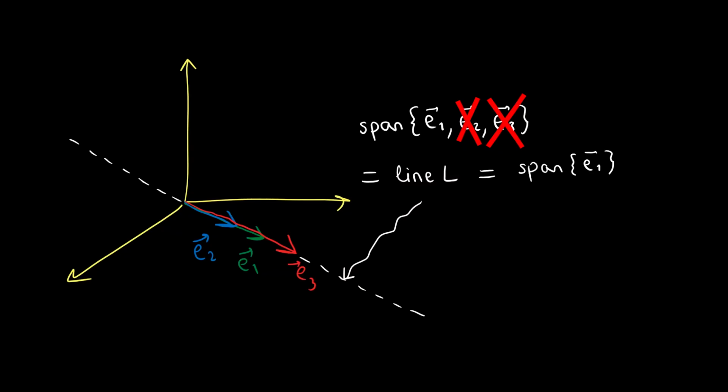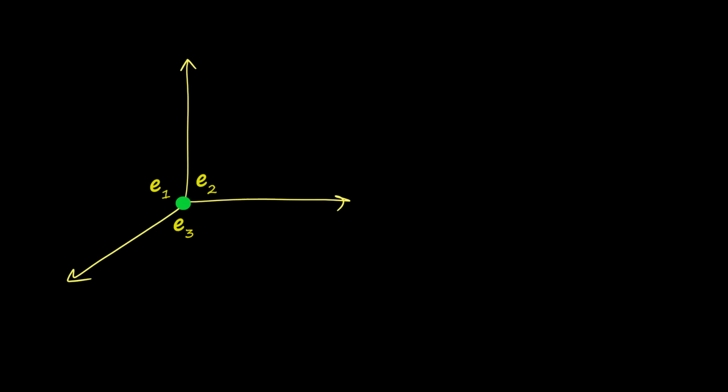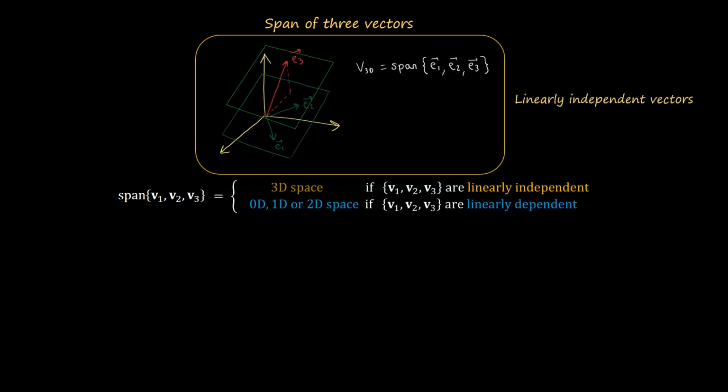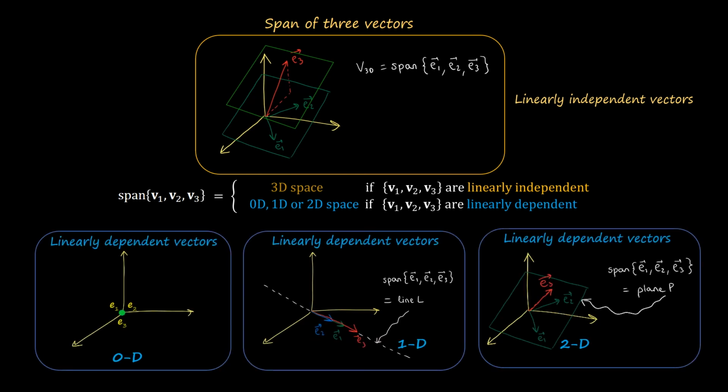Mathematically, we could say there is even a third case. If all three vectors are equal to 0, then their span is simply the origin, a zero-dimensional space. In summary, we have seen that when we consider three different vectors, the span can either be a three-dimensional volume if the vectors are linearly independent, or a space of dimension lower than 3 if they are linearly dependent.